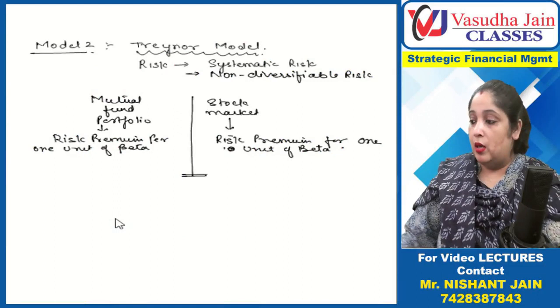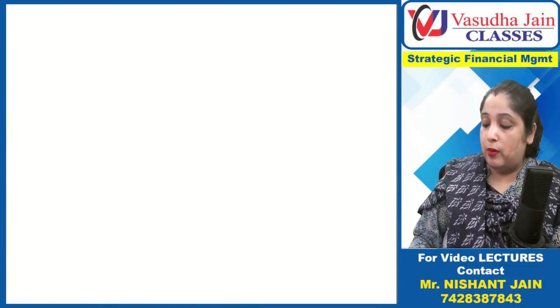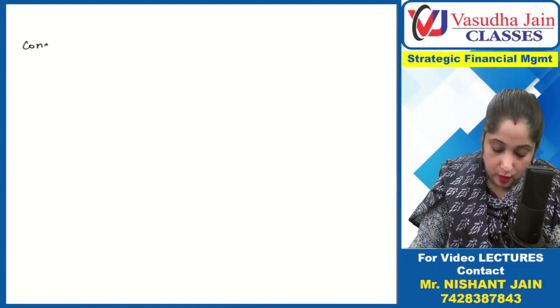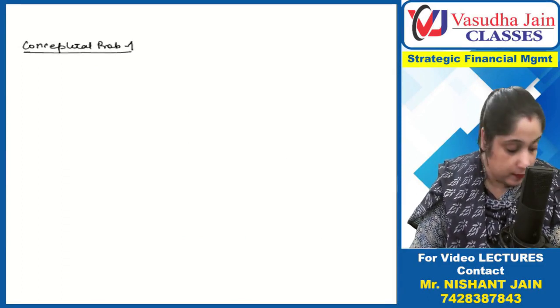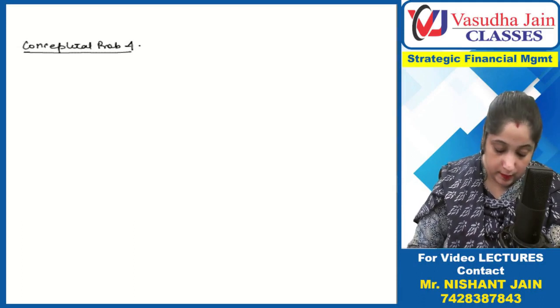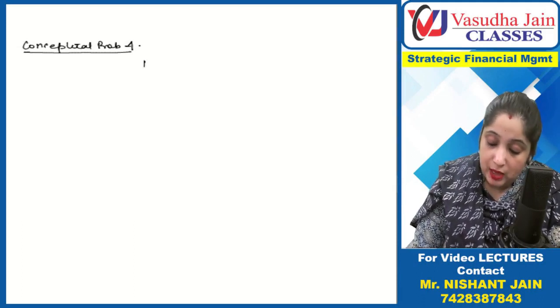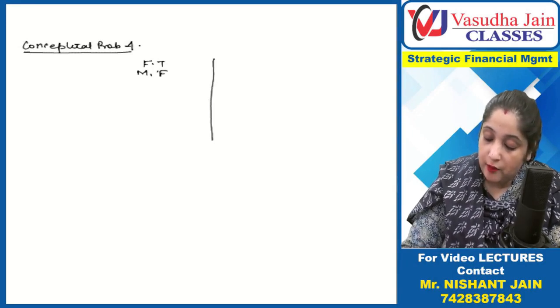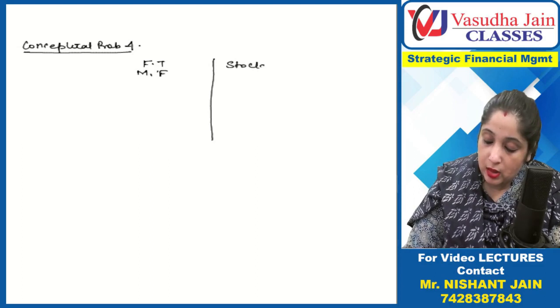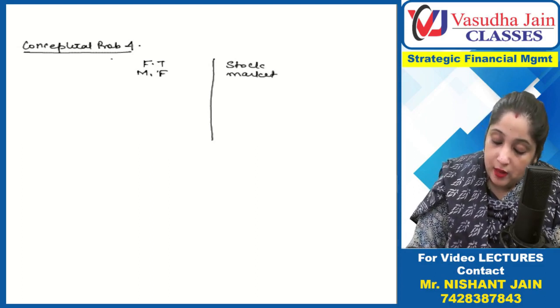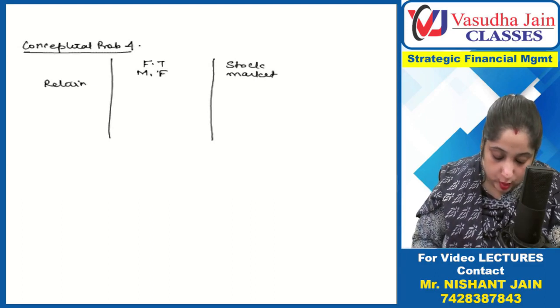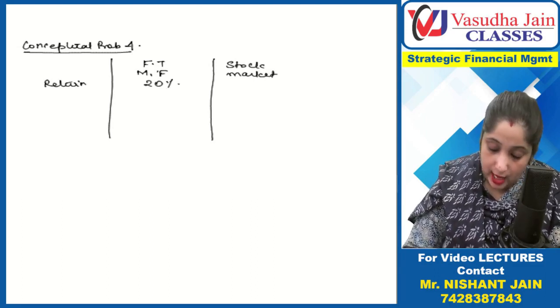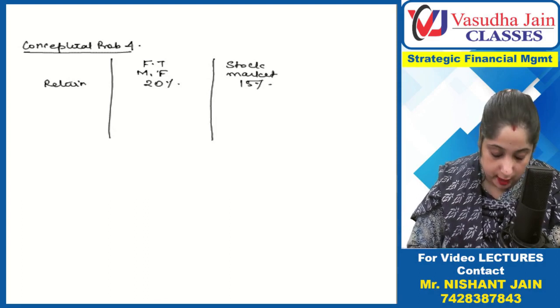So this is your conceptual problem 4. Now what all information has been given to us? The mutual fund, and then the other information given for the stock market. Let us write the first information, return. How much is the return given to us? Your mutual fund is making a return of 20% and the stock market has gone up by 15%.